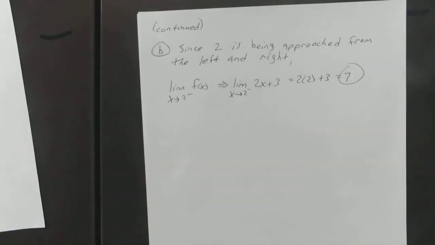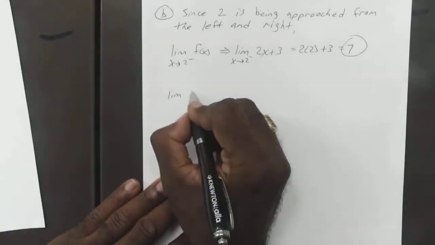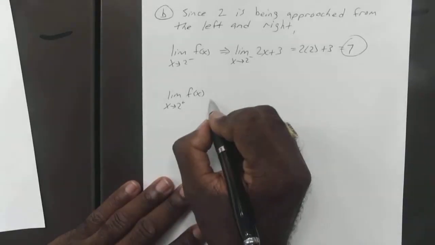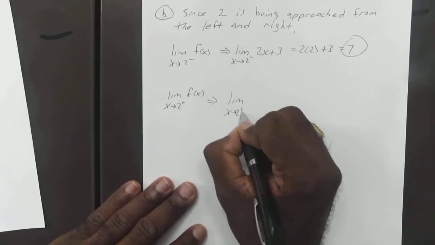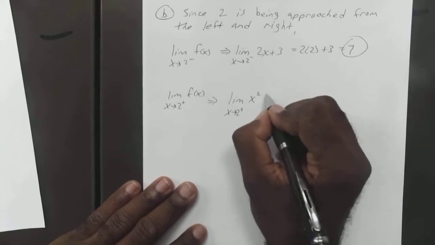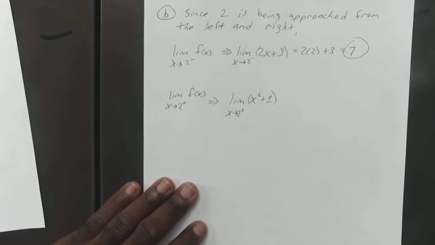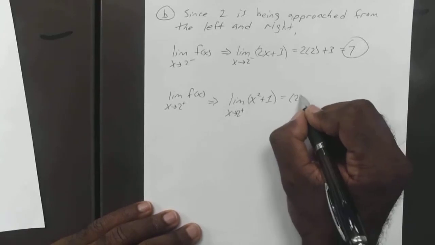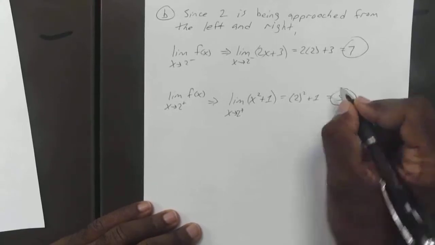Okay? So for this limit to exist, when it's approaching it from the right, it also has to equal 7. So the limit of f of x as x approaches 2 from the right, remember that's the limit of x squared plus 1. And put the little parentheses there. Okay? And just like before, we just plug our 2 right in. So you have 2 squared plus 1, which is equal to 5.